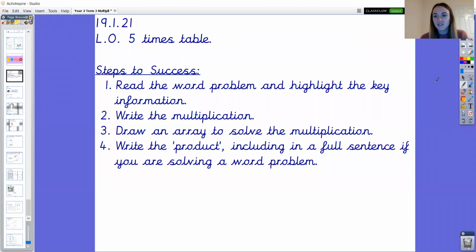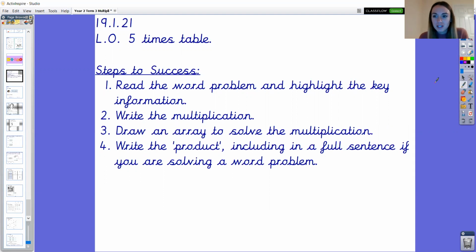So today in maths we are going to be focusing on the 5 times table again. So please pause the video here to write the short date 19.1.21 and the learning objective 5 times table.